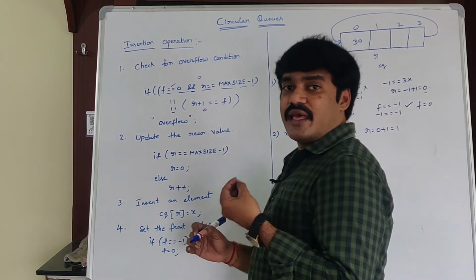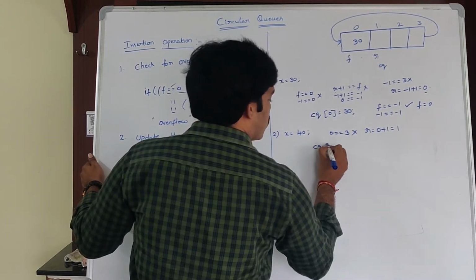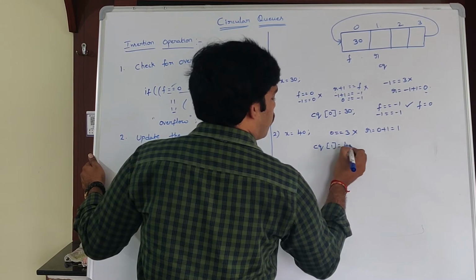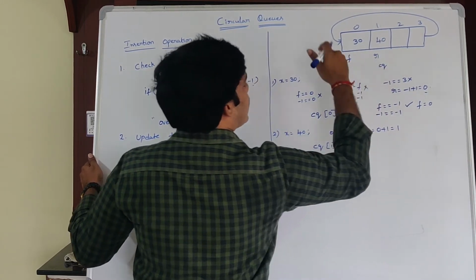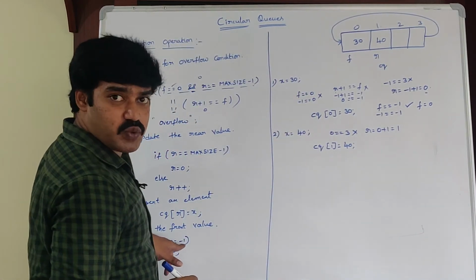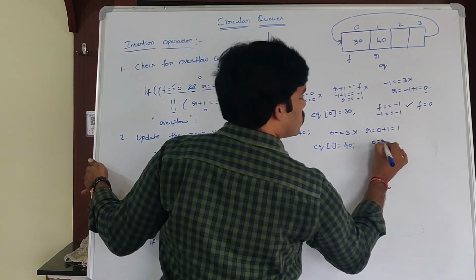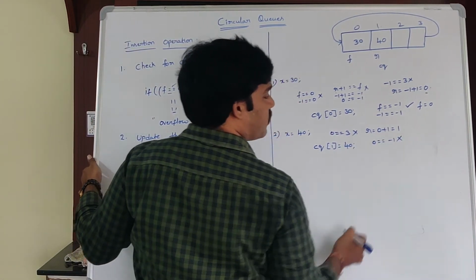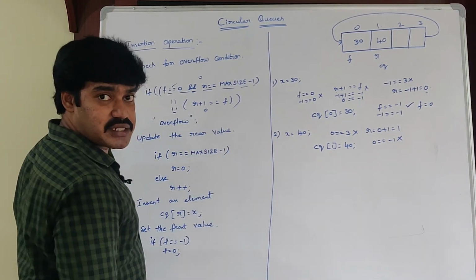Next, insert an element into the circular queue data structure. CQ of 1 is equal to 40 means I am inserting an element 40 into the circular queue data structure. Next, is f is equal to minus 1? What is the value of f? 0. 0 is double equals to minus 1? No, condition is false. This is the insertion operation.